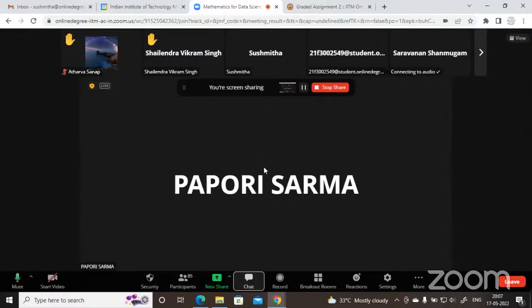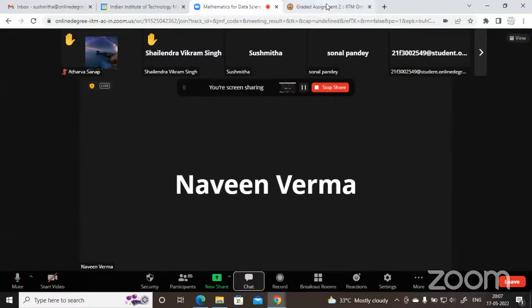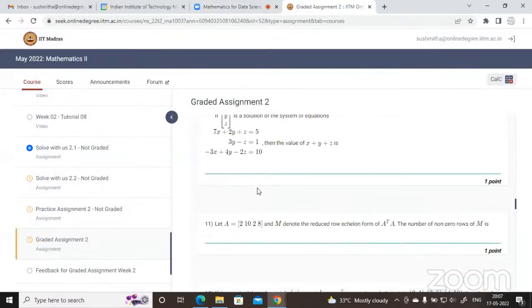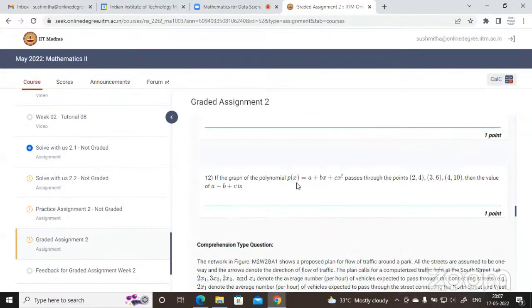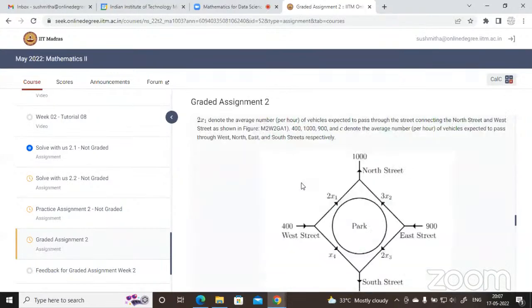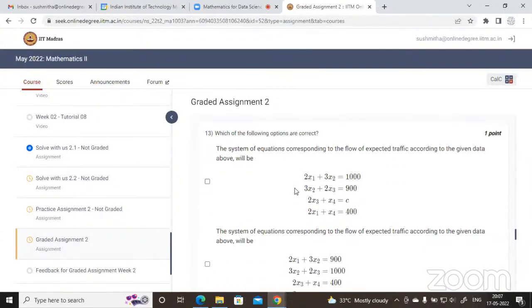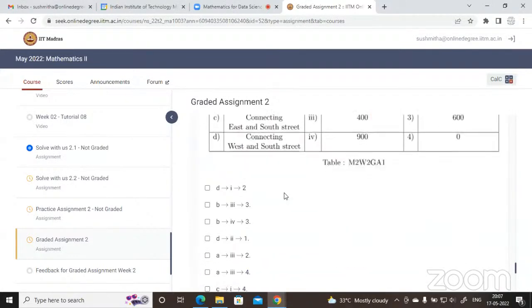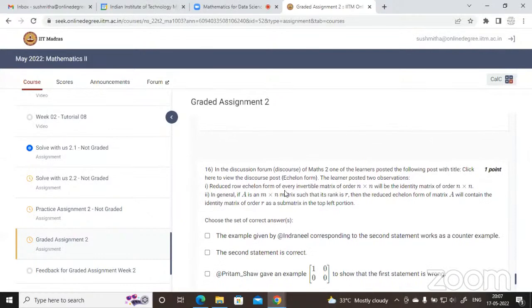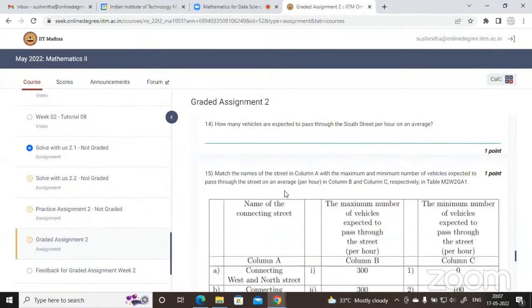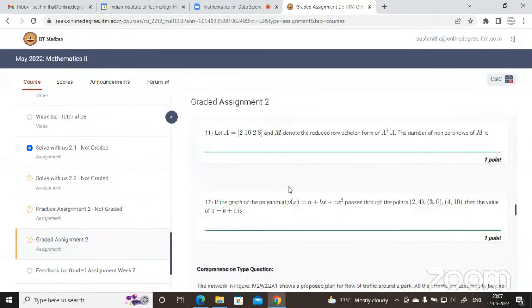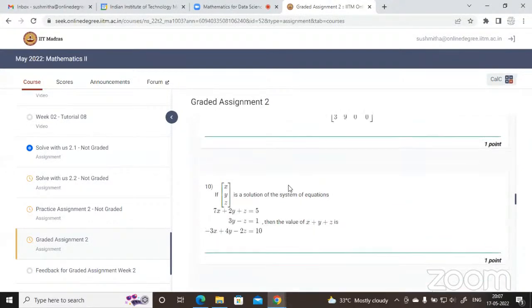Look at question number 6 in the graded assignment. See, the question numbers will be different, and it is not necessary that the question appears for everyone. So you have to tell me what the question is. Row echelon form is given, and we have to tell the sum of elements A, B, and C of the matrix. Same question. How do I reverse the process?